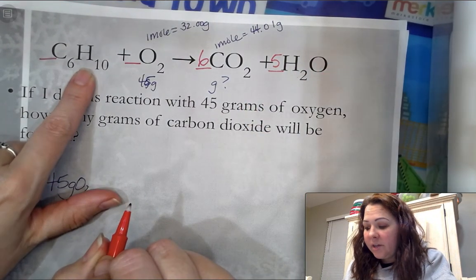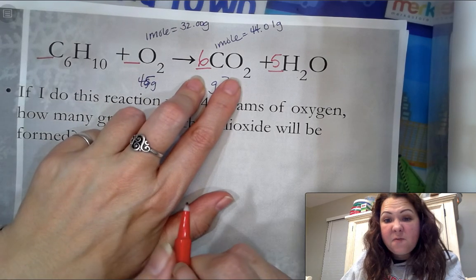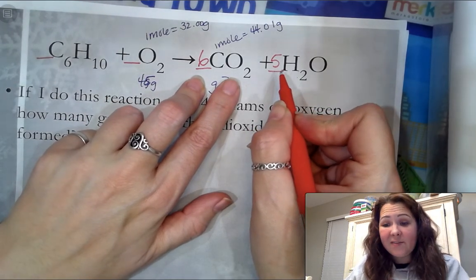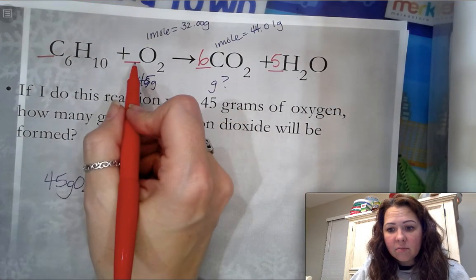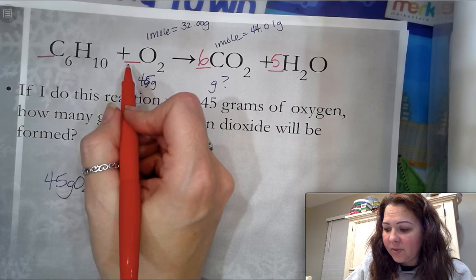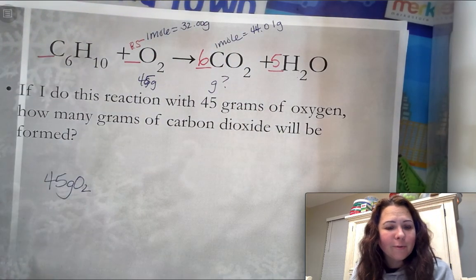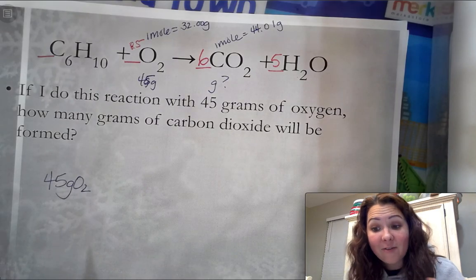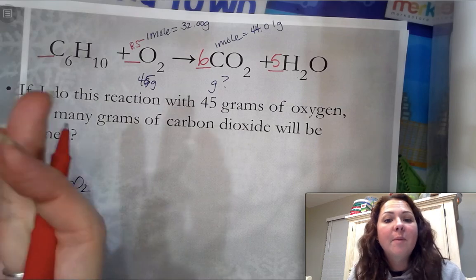Now my oxygen, I have 2 here. On this side, I have 12 plus 5. 12 plus 5 is 17. I need 17 over here, but that's not possible without doing an 8.5, and that's not a legal move. You have to either have a whole molecule or you don't have a molecule at all. You can't have half of a molecule.